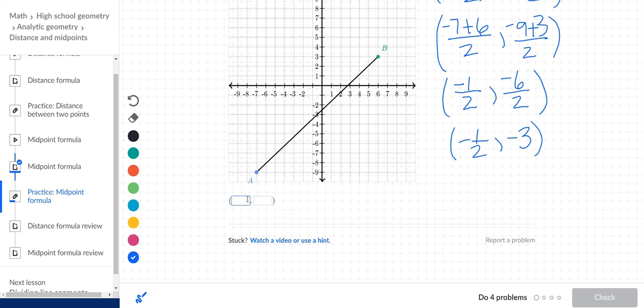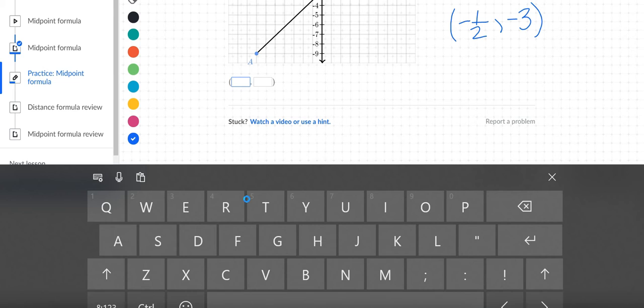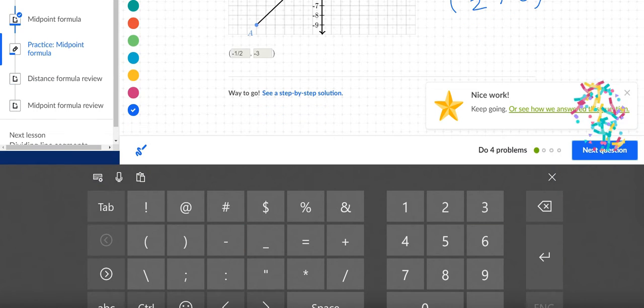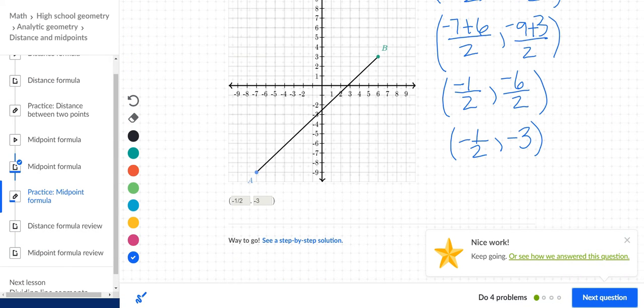So once we type in, I'm going to see if it lets me put a fraction. 1/2. And of course, let's not forget that negative. And then -3. And looks good.